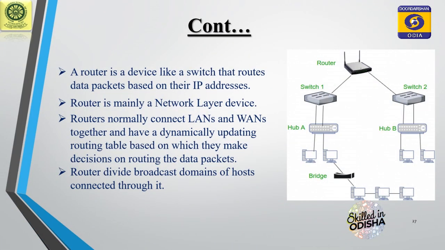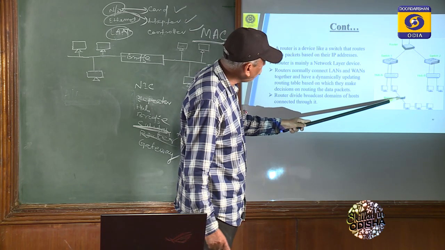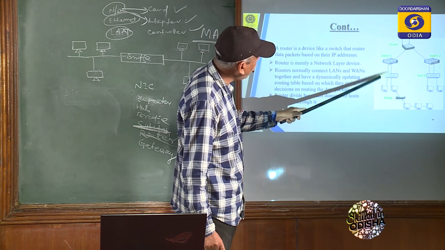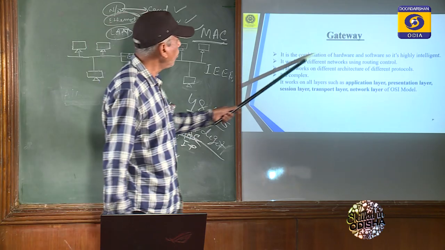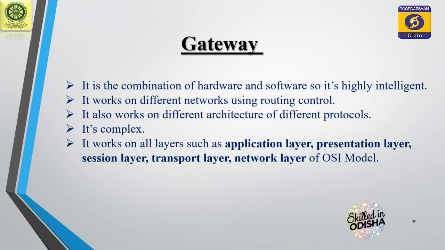Then accordingly, another is the route. You see the bridge is there, a number of computers are there. Through the bridge we can transfer. Then the hub is there, then the switch is there, then the router is there. Then accordingly the gateway. The combination of these is the most complicated and complex one. It is a combination of hardware and software. It works on different networks using routing control and different architectures, with different protocols. It is very complex. It works on all the layers of the OSI model: application layer, presentation layer, session layer, transport layer, and network layer.